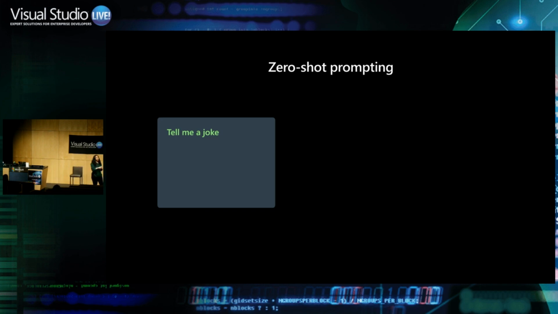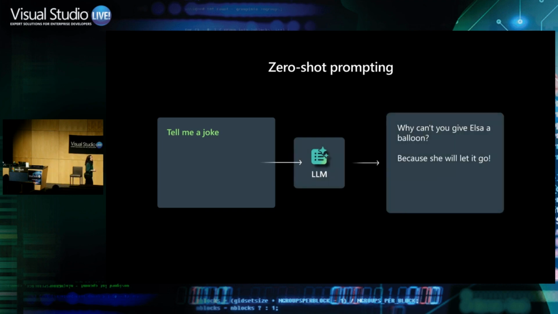So zero shot is when you send a model a prompt without any examples and you tell it, hey, do something for me. In this case, tell me a joke. You've probably scoured the internet, saw a lot of jokes. Just give me a joke. So we're going to send that to the LLM, and it's going to return me a joke. So that's the most simple, basic thing that you can do with a prompt.